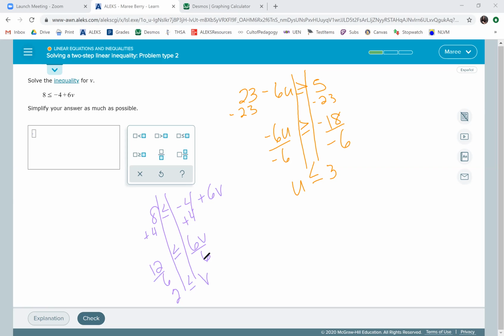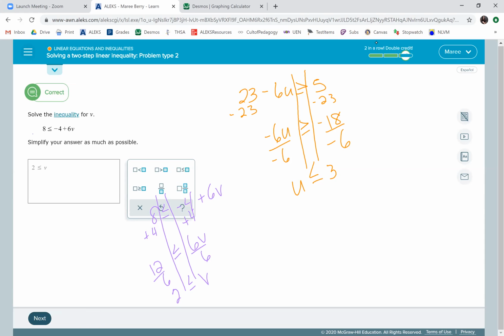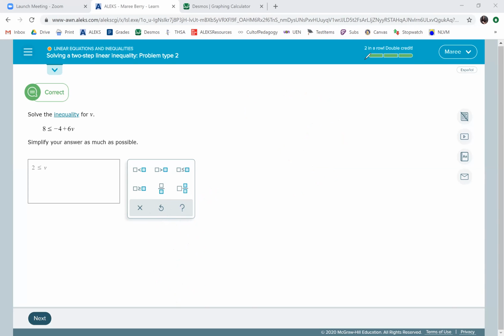And we have 2 is less than or equal to v. And of course, you could write it the other way. v is greater than or equal to 2. Either way, doesn't matter. That's the end of the lesson.